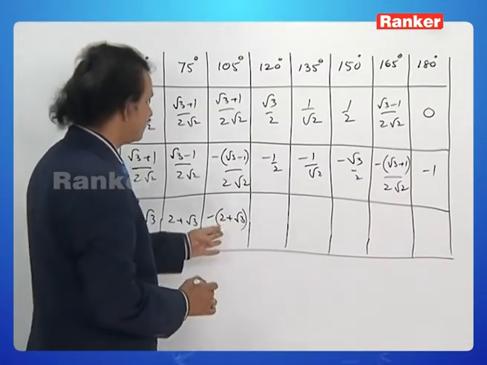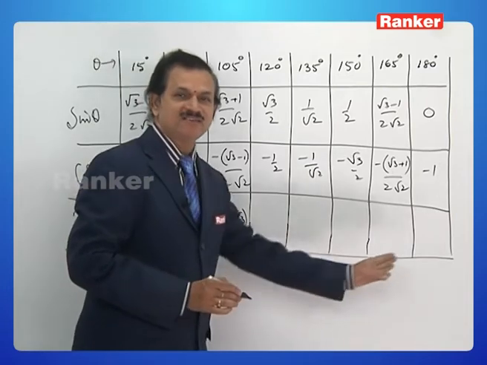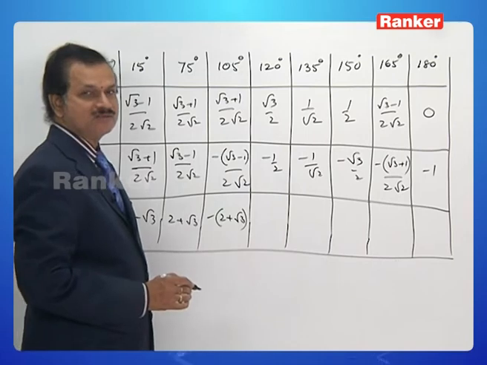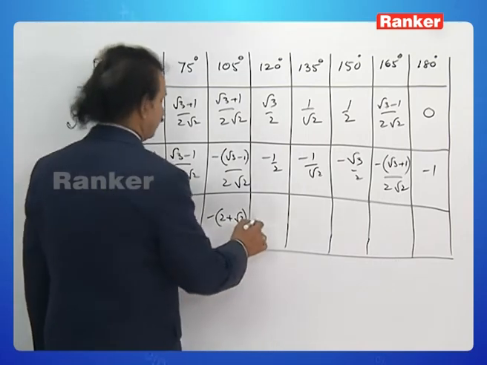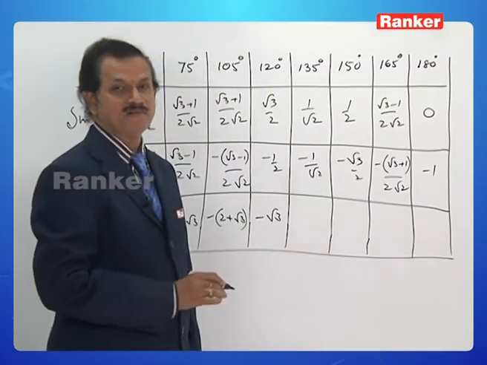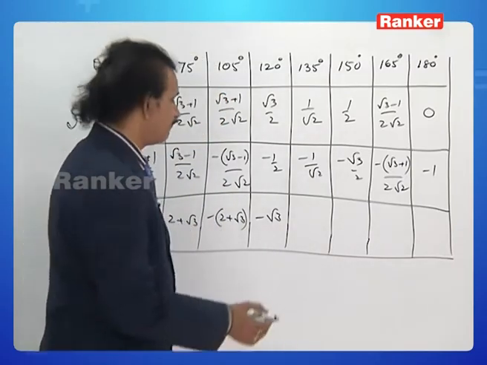Hereafter, the supplementary concept will be used. What is the supplement of 120? 60. Therefore, tan 120 is minus tan 60, minus root 3. The supplement of 135 is 45. So, tan 135 is minus tan 45, minus 1.